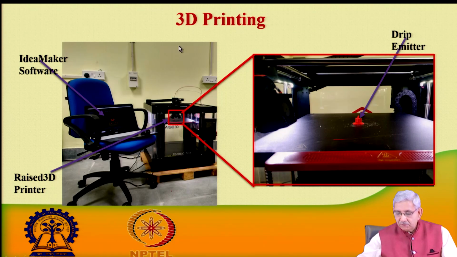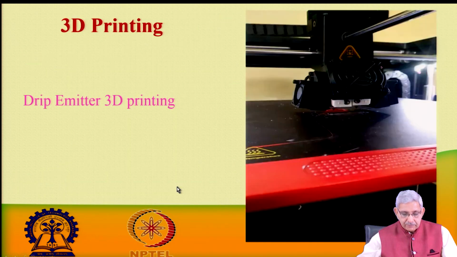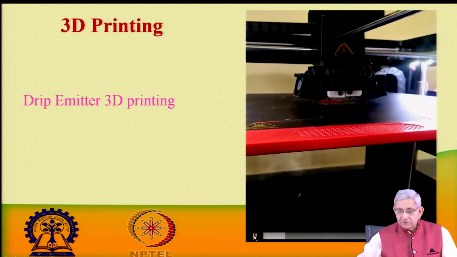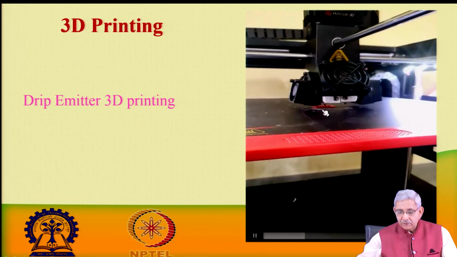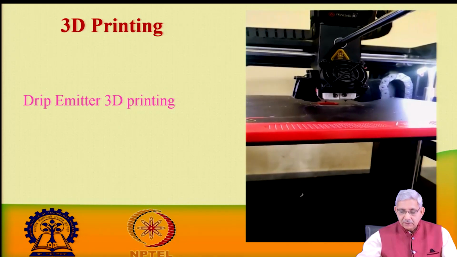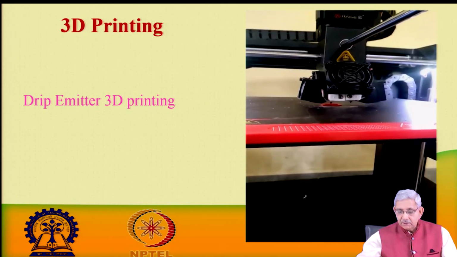Now, this is what a 3D printing machine looks like. This is Idea Maker, the software on your laptop where we see the machine, and the product is brought here for viewing. You can see here how 3D printing is used for developing the dripper. It is a three-dimensional process: it goes in x, y, and also on the vertical side. Finally, we get the product made, the dripper.